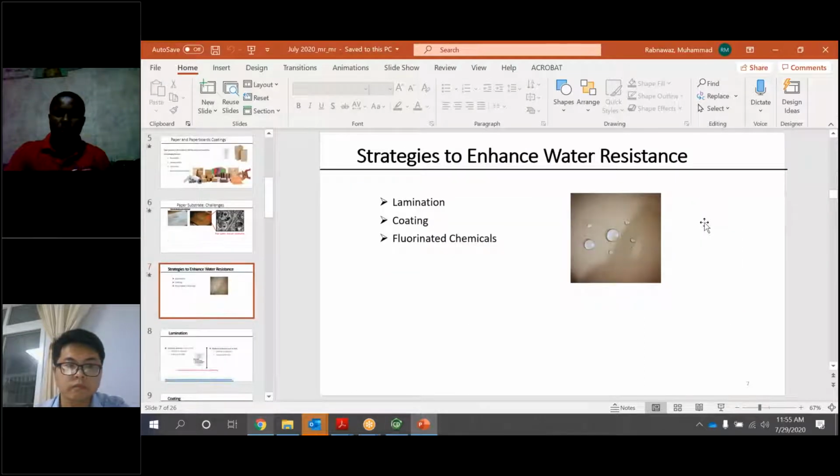To address this problem, commercially, 3 methods are used to enhance the water and oil resistance of paper. One of them is called lamination. The other one is called coating, and the third one is called fluorinated chemicals treatment.